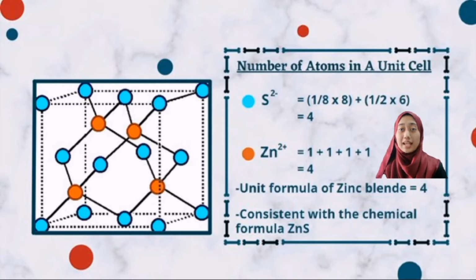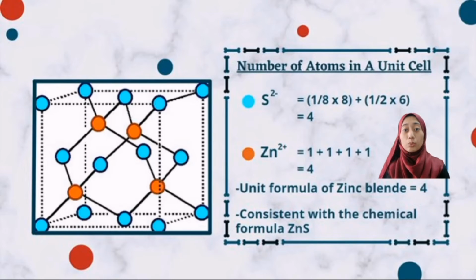Next, for the cation Zn2+, which is the orange one in the picture, it has 4 atoms in a unit cell of zinc blende. This is because the zinc atoms fill in only half of the total tetrahedral holes in the unit cell, which is located at each octant of a unit cell. Half means that it only fills 4 out of 8 holes in the unit cell. So the calculation performed just now is consistent with the chemical formula of zinc blende, which is ZnS, as the ratio of cation and anion is 1:1.